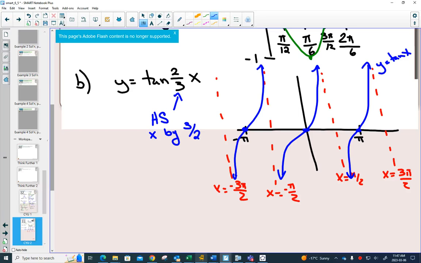So there, I did a quick sketch of what tan was originally. I need to multiply all my x values by 3 over 2. So what is that going to do?